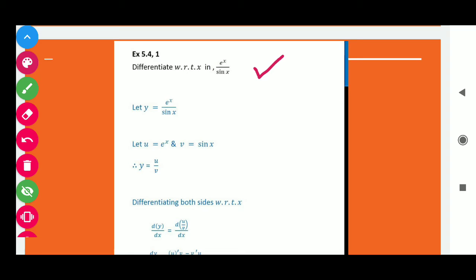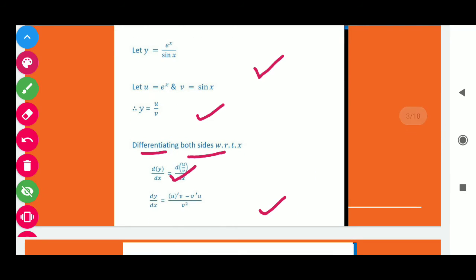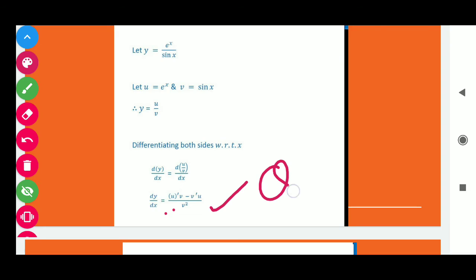So first let y is equals to e raised to power x over sin x, and here u is e^x and v is sin x. So we will apply here the quotient rule. Quotient rule: y is equals to u over v, differentiate with respect to x, and the formula is dy by dx equals derivative of numerator, denominator as it is, minus derivative of denominator and numerator as it is, divided by square of denominator. This is the formula of quotient rule.